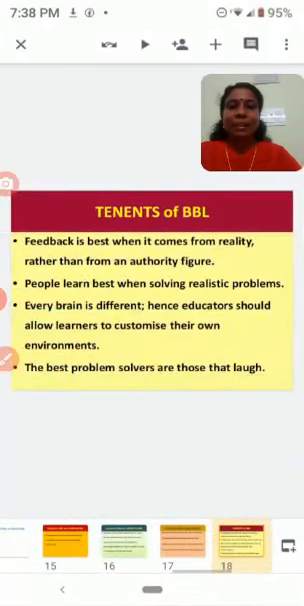Tenets of BBL. Feedback is best when it comes from reality rather than from an authority figure. Second one, people learn best when solving realistic problems. Every brain is different. Hence, educators should allow learners to customize their own environments. The best problem solvers are those that laugh.